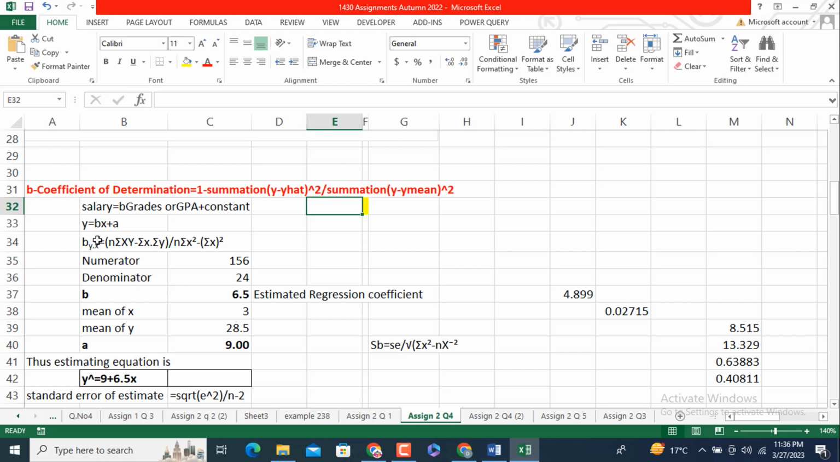So we need to determine b, the slope of the regression line. b y on x means y is dependent and x independent; y depends on x. Here is the formula for b y on x, the slope or regression coefficient: n into summation xy minus summation x into summation y, divided by n into summation x square minus summation x whole square. So we need summation x, summation y, and summation xy. We already have summation x and summation y. What we need is summation xy and summation x square.